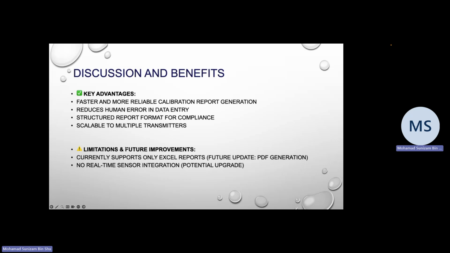For limitations and future improvement, currently it supports only Excel reports. So for a future update, we might want to consider PDF generation. Number 2 is no real-time sensor integration, meaning that we have to record the readings manually. Still, we record it manually, but we record it in a Python environment. So this is another potential upgrade that we might have in the future.